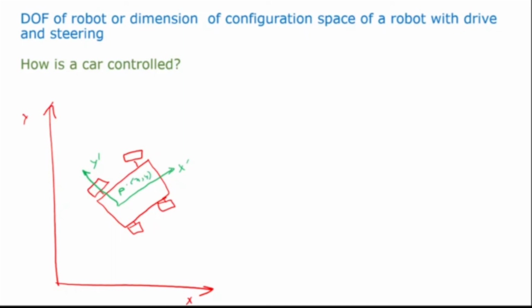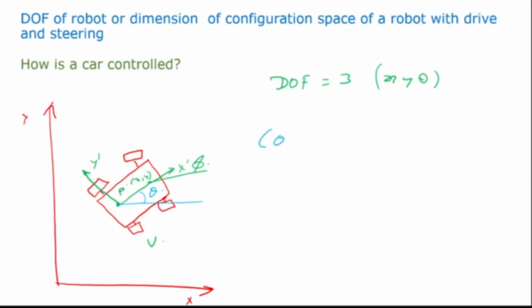Now, how is this car controlled? There is a wheel velocity, which is omega, because of which there is a linear velocity, which is V. Okay, this point P has a velocity V, and there is a turning angle. So let's say this is my angle phi. Okay, so the degrees of freedom of a car are equal to 3, which are X, Y, and theta. Theta is the angle the X dashed axis is making. So this is my angle theta. Okay, so it has 3 degrees of freedom.